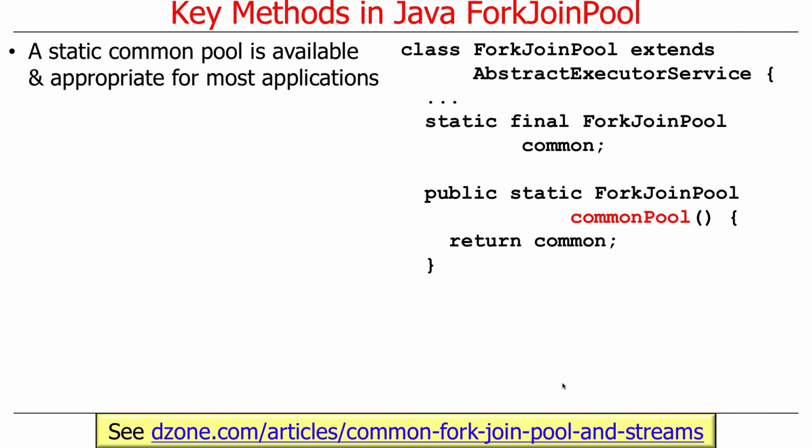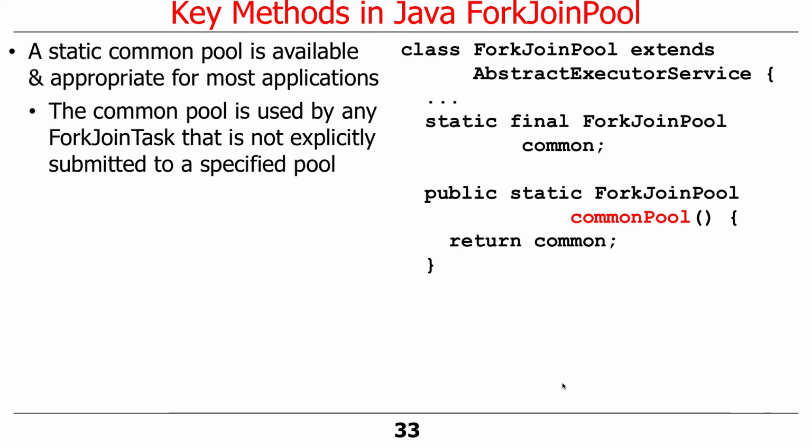Okay, so there's a static common pool, I think Matt mentioned this earlier, that's available and useful for most applications. And there's a method called common pool that's static, as you can see. And of course, because it's static, there's one of them. There's one common pool. And this is used by any ForkJoin task that doesn't explicitly submit to a specific pool. So if you're not explicitly submitting a task to a specified pool, it uses the common pool.